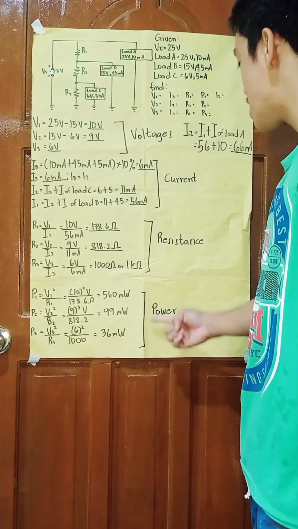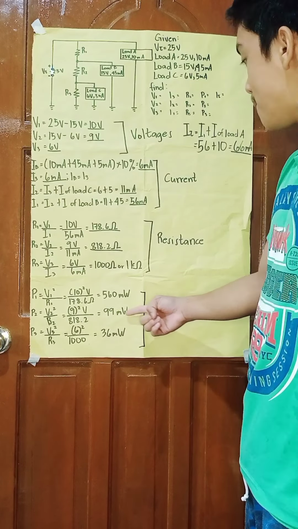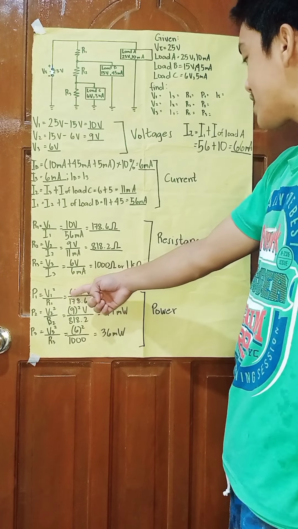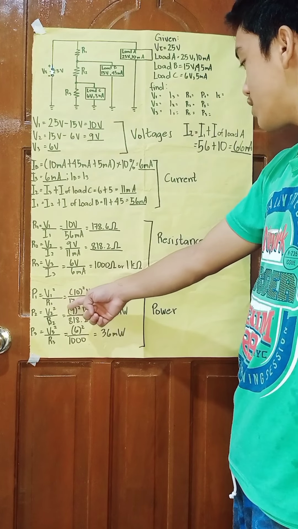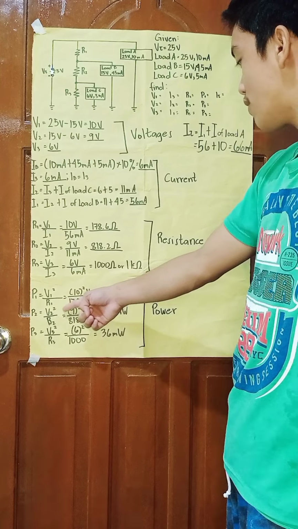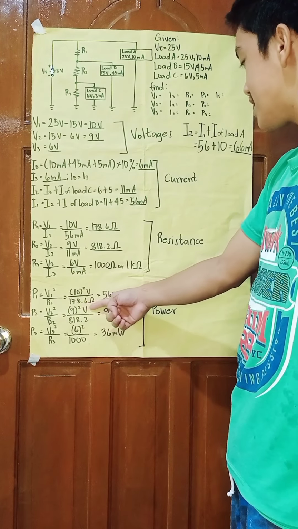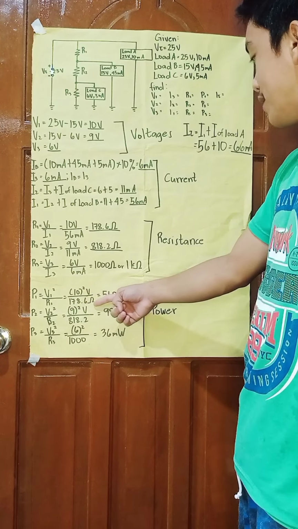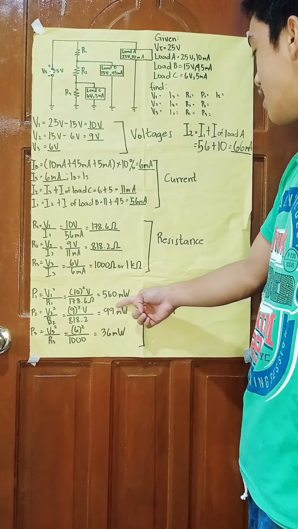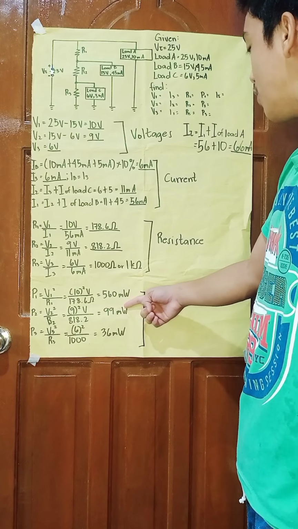Next is on power. So P1 is equal to V1 squared over R1, where V1 is equal to 10 volts. Then R1 is equal to 178.6 ohms. So 10 squared divided by 178.6 is equal to 560 milliwatts.